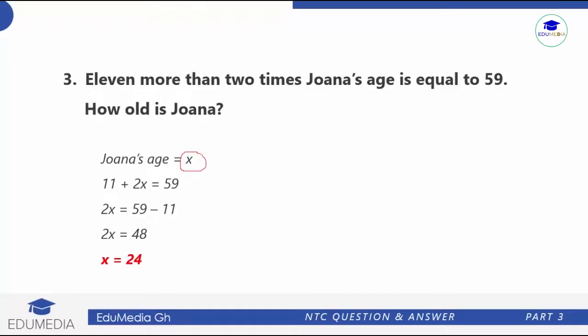Now I'm going to form an equation around this variable. The question said 11 more than, so I know that 11 is increasing something. A number is being increased by 11. So 11 more than 2 times Joanna's age. Since I've already said x is Joanna's age, that is 2 times x. So 11 plus 2x is equal to 59. So we can now form our equation.